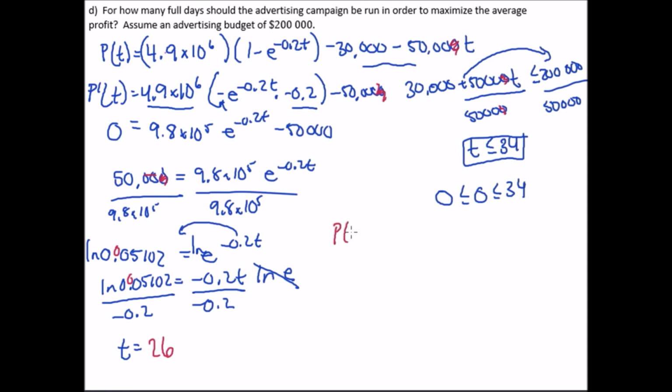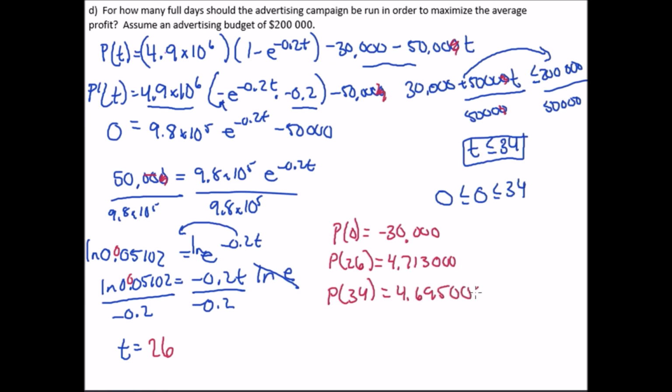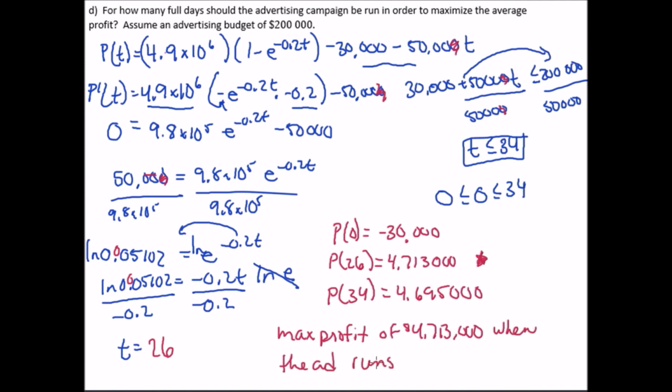Okay, so therefore we have to plug in P at 0, we have to plug in P at 26, and the other endpoint P at 34. Okay, so P at 0 is actually that they're losing money. It's like negative $30,000. Okay, P at 26 is 4,713,000, and then P at 34 is 4,695,000. So this is clearly the greatest value. So the maximum profit of 4,713,000 is when the ad runs for 26 days.